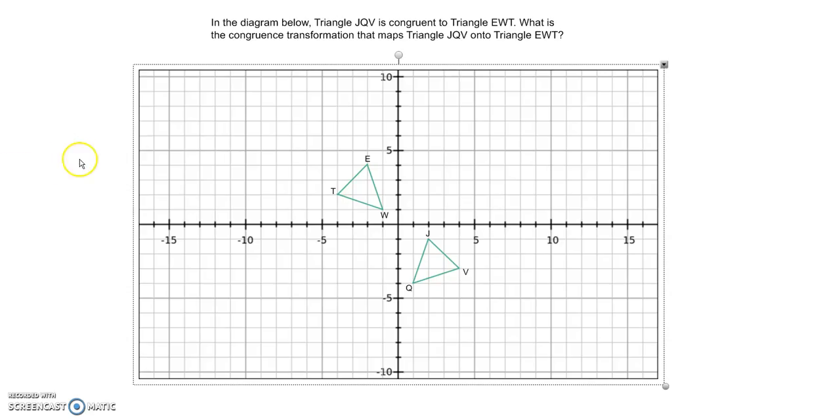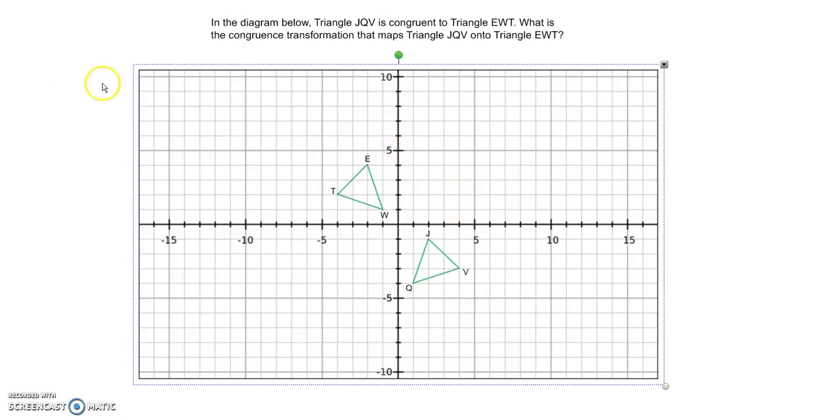All right, moving on. In the figure below, triangle JQV is congruent to triangle EWT. So what is the congruence transformation that maps triangle JQV onto triangle EWT? Okay, so we're really just jumping into it. I'll explain as we go, and it should be pretty simple. So what we're looking at here is two triangles that we are told are congruent to each other, and we want to find some set of transformations that we can do to get JQV to sit on top of EWT, right? So we can prove they're congruent.